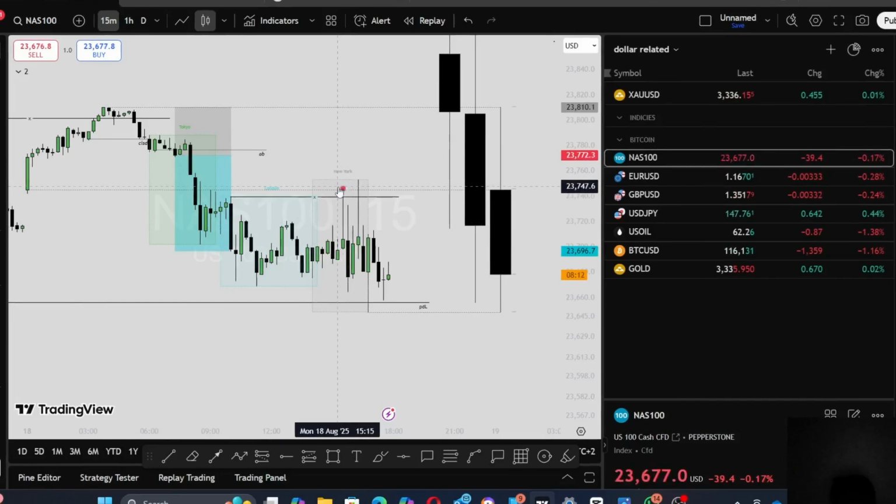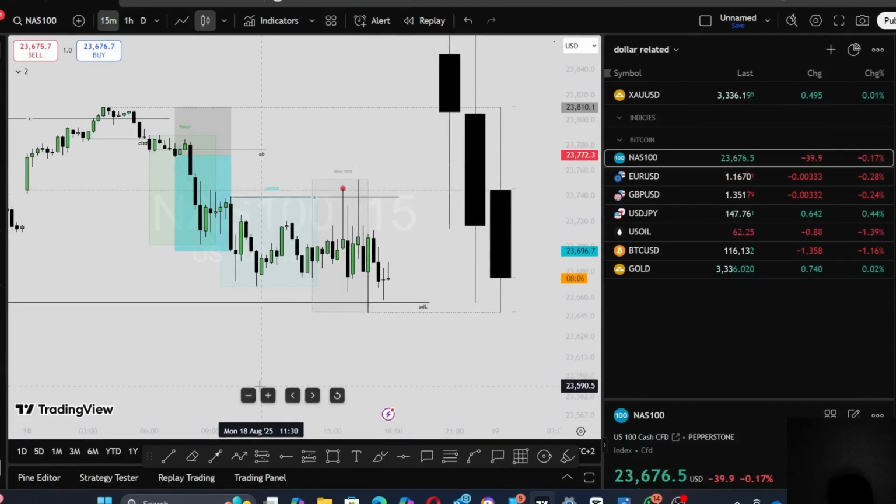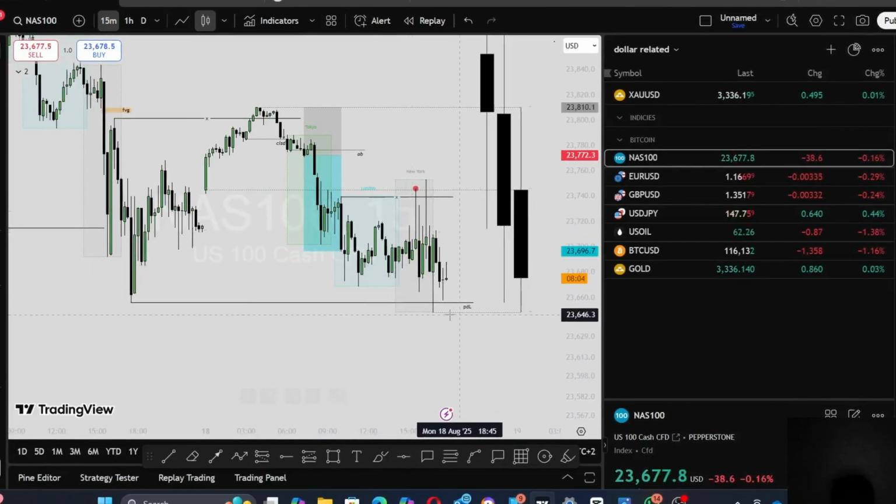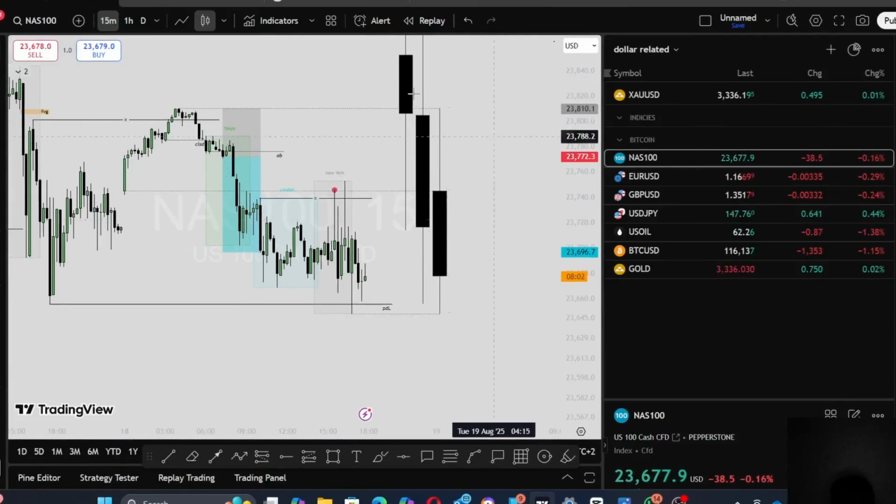And it did create this protected swing point here, coming back inside and then manipulating the low right about there, right? So yeah, this was it.